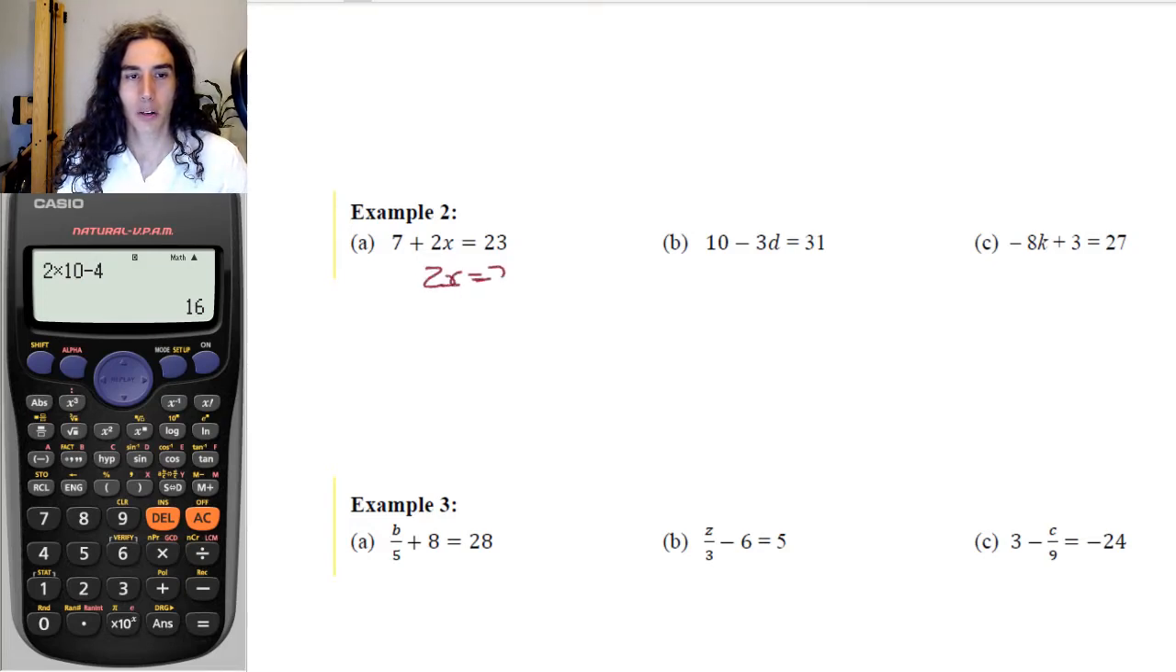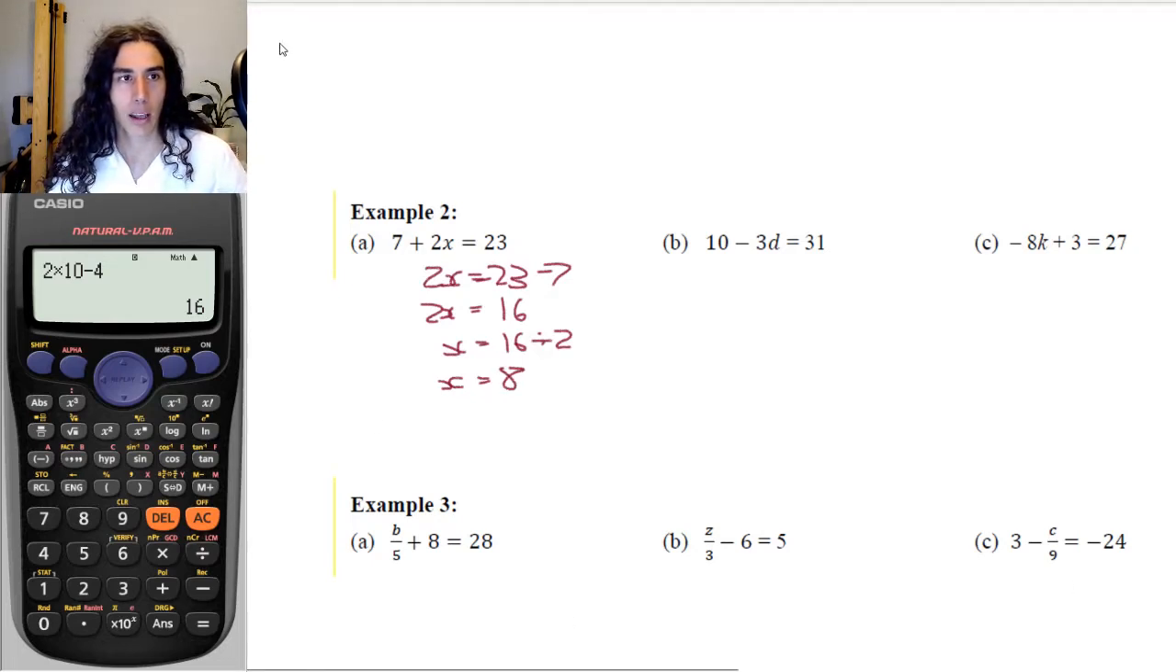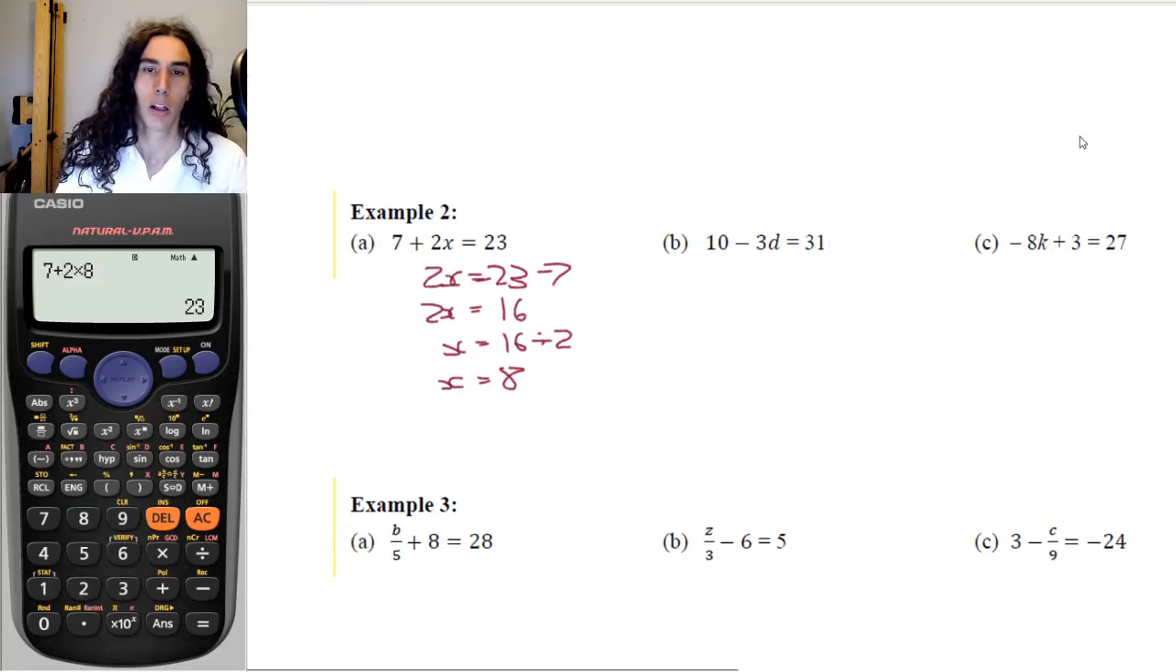There's a 23, becomes a minus 16. Then take the 2 to the other side, becomes divide. X equal to 8. Hey, let's check if we got it right. What is 7 plus 2 times 8? 23. We got it.